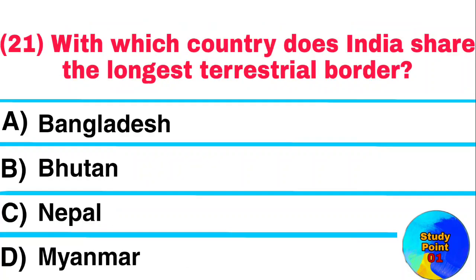Question. With which country does India share the longest terrestrial border? A. Bangladesh. B. Bhutan. C. Nepal. D. Myanmar. Answer. Bangladesh.